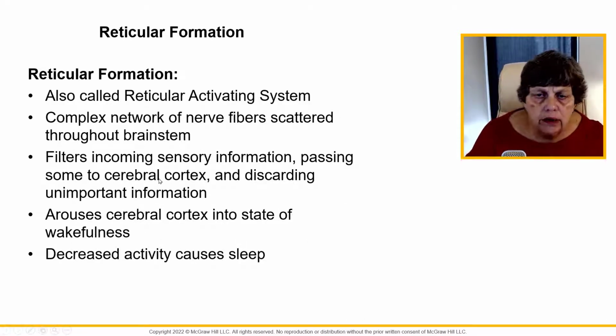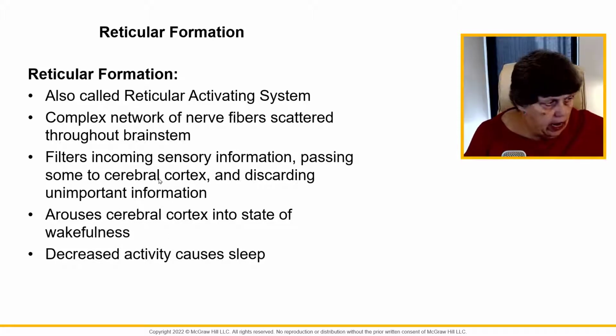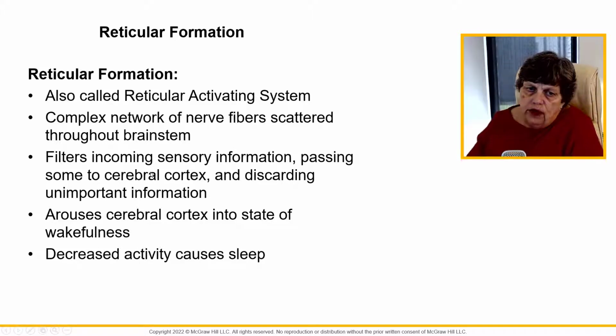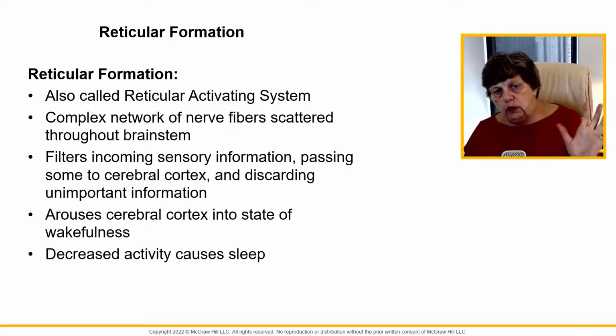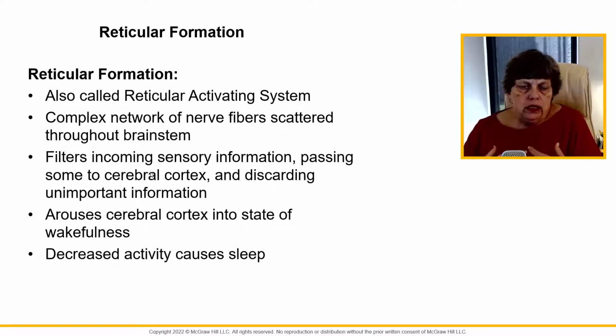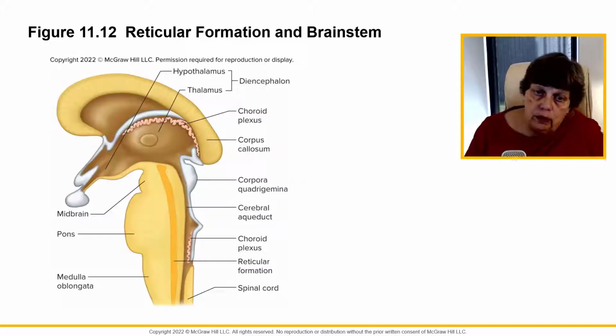Then we have the RAS, the reticular activating system. Basically, it says complex network of nerve fibers scattered throughout the brain stem, and this is what allows that cerebral cortex to be aroused into wakefulness. And so if you have a decreased activity of the RAS, you're going to sleep.